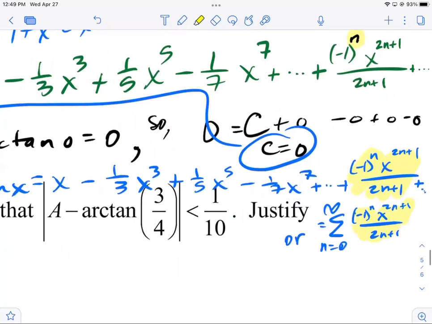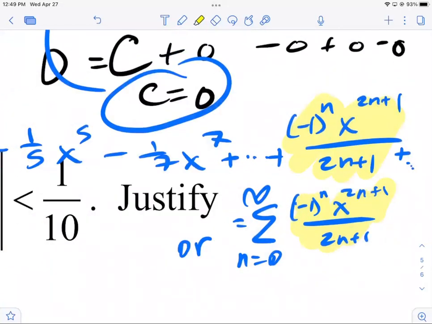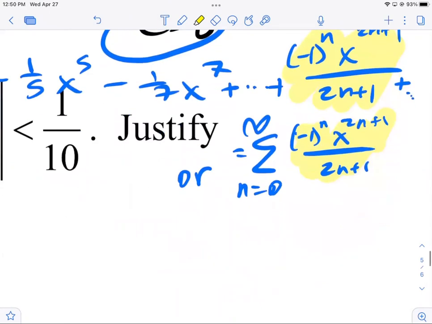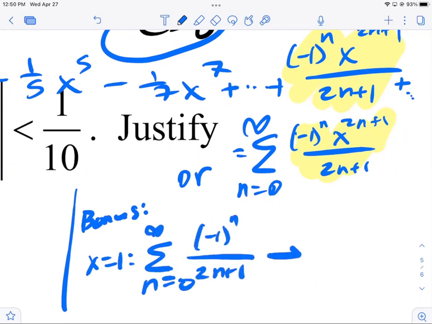Can we do this in our head? If you test the right endpoint at 1, you plug in a 1 for x, you're going to get 1 to the 2n plus 1, which is 1, right? So you're going to be left with -1 to the n over 2n plus 1. This is a bonus question right here. At x equals 1, you get sigma from n equals 0 to infinity of -1 to the n over 2n plus 1. What does this one do?